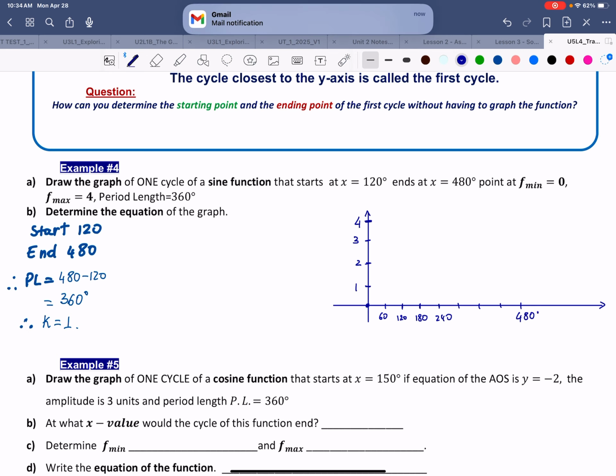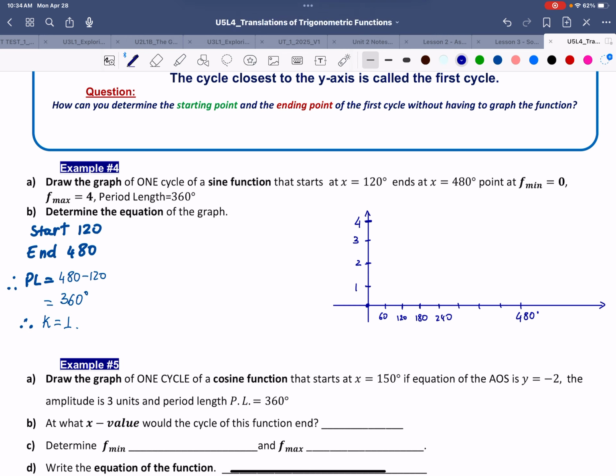Okay, degrees. So let's take a look at what we have created now. So we will have to draw the graph that has a minimum of 0, maximum of 4, period length of 360. So it seems that the graph is going to start exactly at 120 and it's going to end at 480. So the lowest value of y is going to be 0, the highest is going to be 4. So it seems that the graph of this function will be somewhere in this little tiny box that I'm going to draw here.